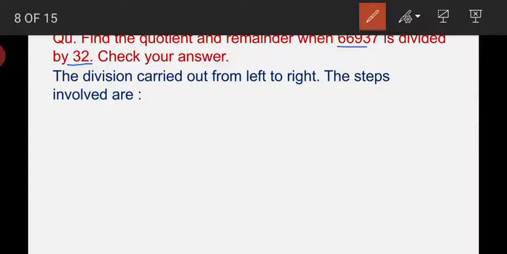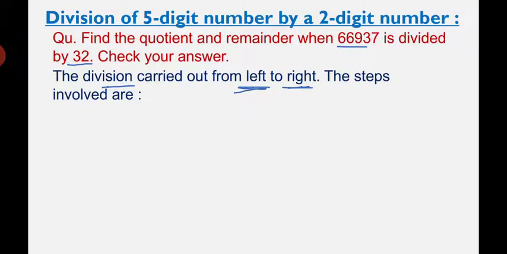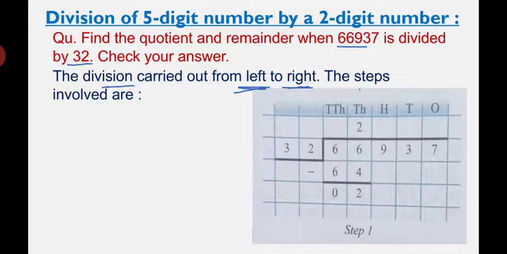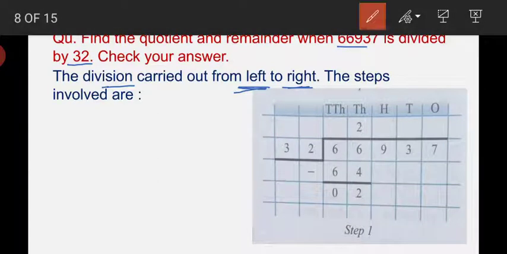we have to follow this step: the division is carried out from left to right. In multiplication we start from the right side, but in division we have to start from the left side and move towards the right side. The steps involved: first you have to write the number in this format. The bigger number is known as the dividend, you have to write it here in this way, and the number by which we are dividing, that is 32, the divisor, you have to write here.